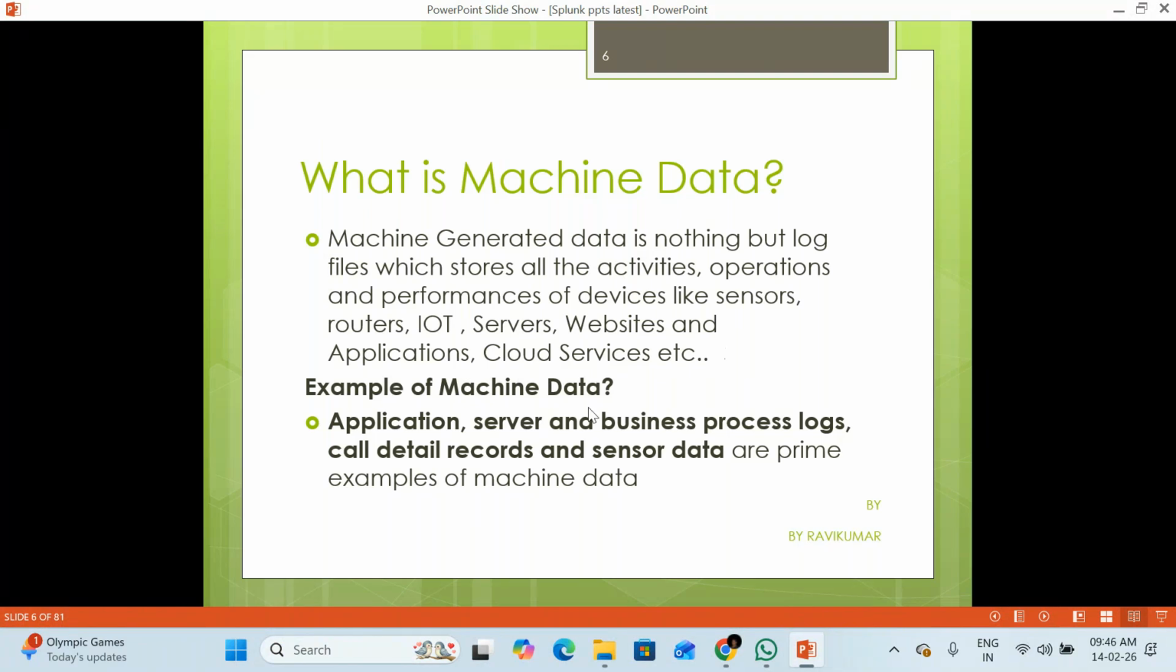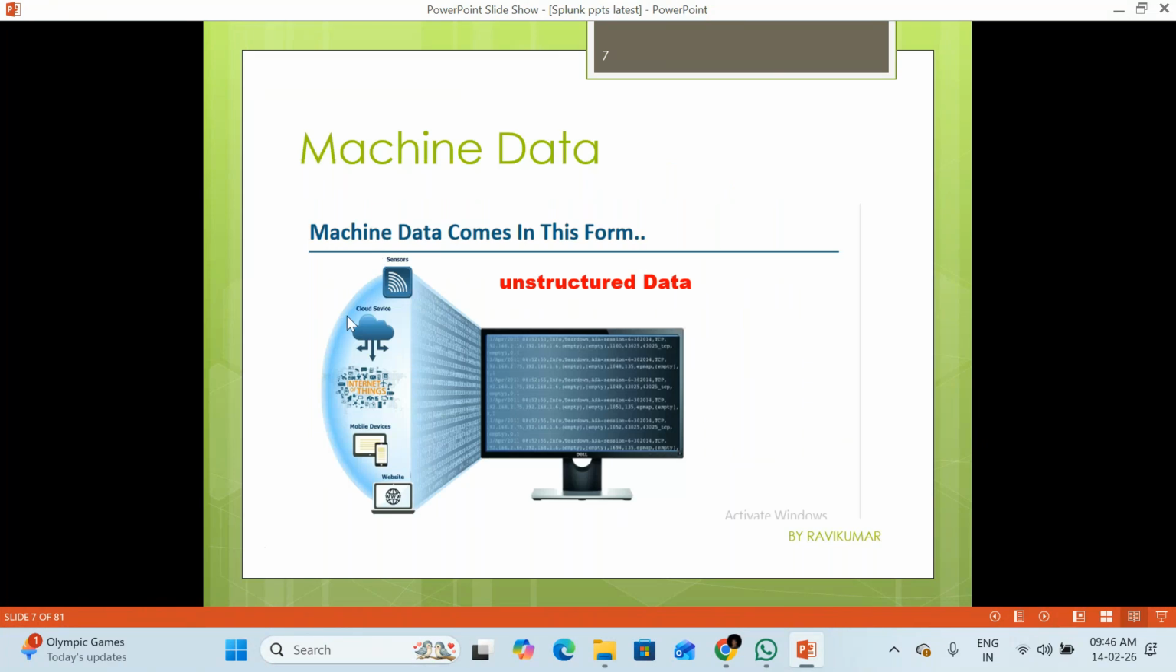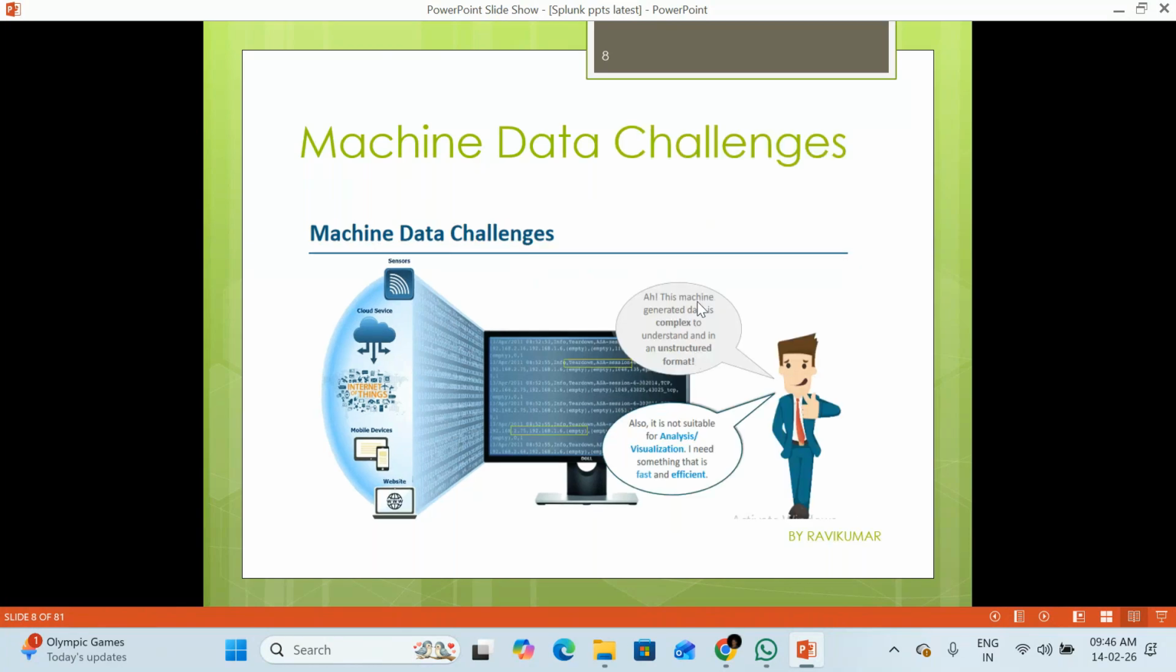Examples of machine data are application logs, server logs, business processing logs, call detail records, and sensor data. These are not understandable in human language. Let's observe: whatever the data from sensors, cloud services, IoT devices, mobile devices, websites, all this data will be in unstructured format. Unstructured data is not at all suitable for data analysis, as machine generated data is complex to understand and in an unstructured format, and also not suitable for analysis and visualization.